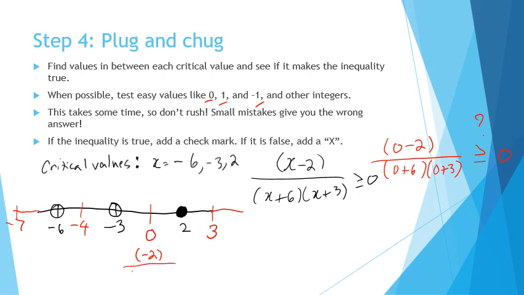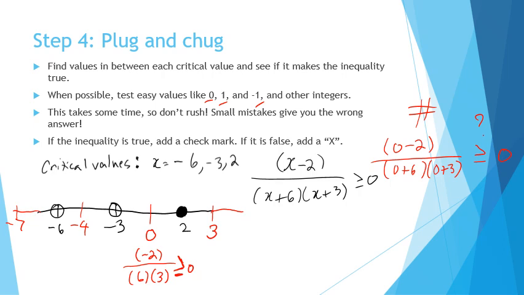In the denominator we get +6. And then in the other denominator, that factor, we're going to get +3. And we want to see, is this greater than or equal to 0? Because it will always be greater than or equal to or less than or equal to 0, we're basically asking, is this going to be a positive number? Any positive number is going to be greater than or equal to 0.